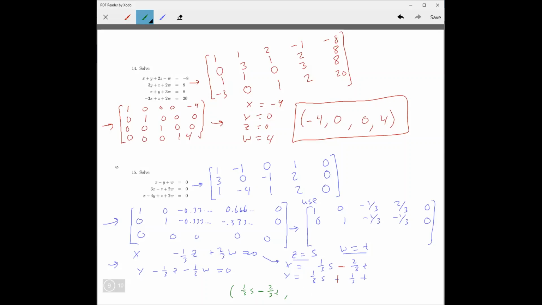And then the y is 1/3 s plus 1/3 t. And then the third position is z, which is s. And the fourth position is w, which is t. Okay, so that's it.